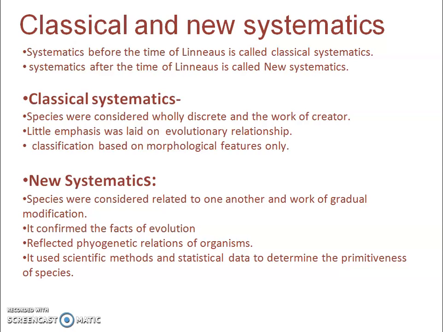Then they came to the new systematics, in which species were considered related to one another. They were not discrete, but related, and they were the work of gradual modification. That means adaptation. It confirmed the fact of evolution, and it reflected the phylogenetic relationship of organisms. It used scientific methods and statistical data to determine the primitiveness of the species.